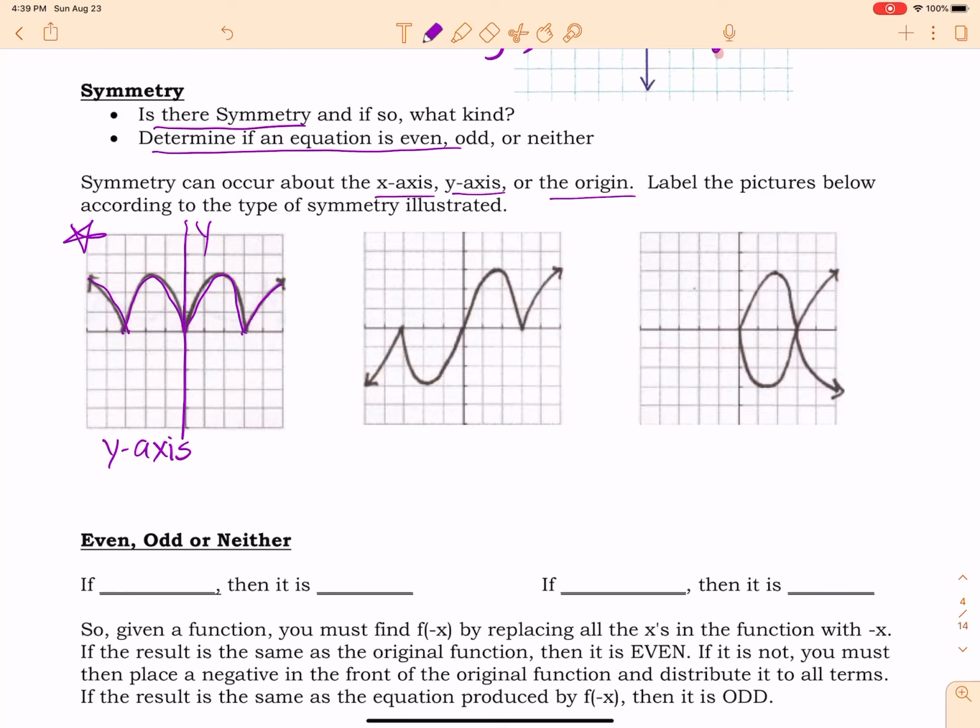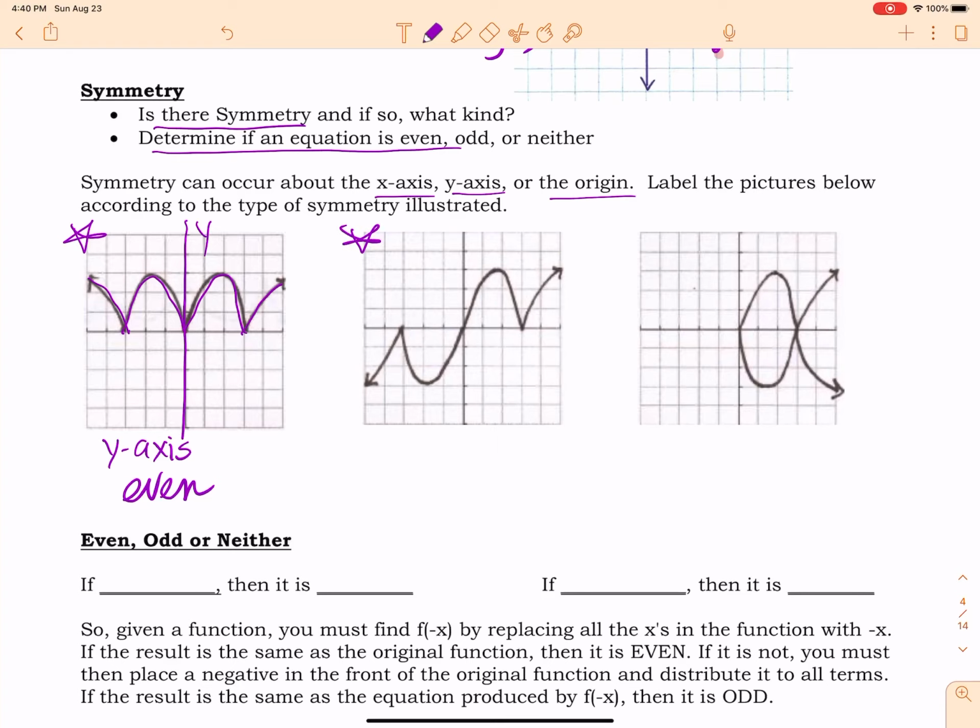So what does that mean as far as even and odd go? Well, if you have symmetry about the y-axis, that's an indicator that the function is an even function. So if the graph has physical y-axis symmetry, then the function is referred to as an even function. Now let's look at this second graph.